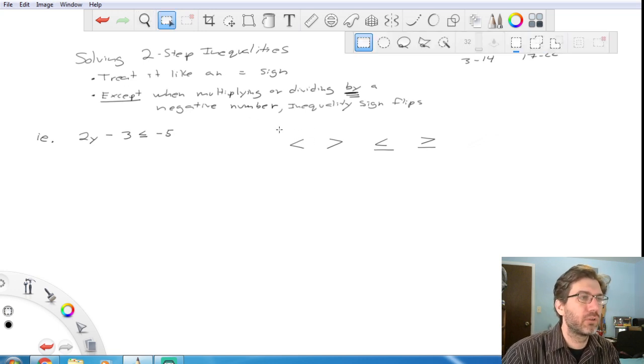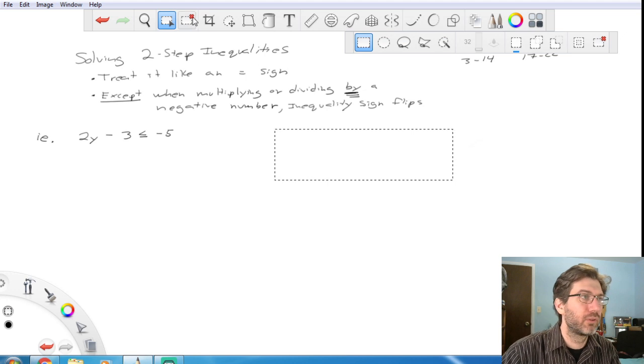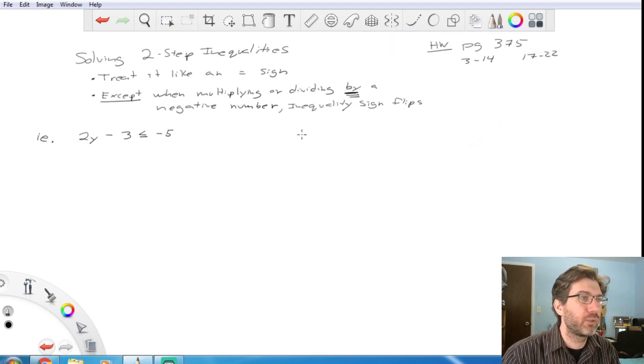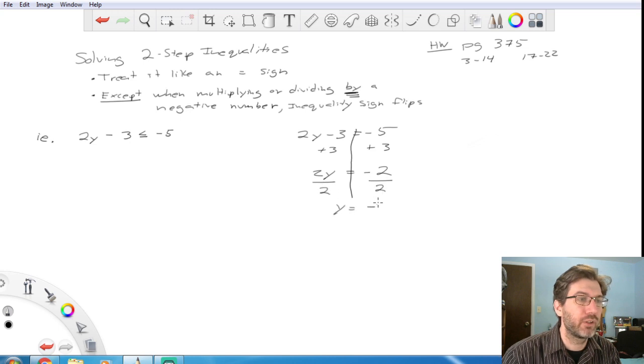So for example, if I were to do this problem example here, but as an equation, 2y minus 3 equals negative 5, this is what we've been doing all week. Add 3 to this side, add 3 to this side. Because we're doing order of operations in reverse, you get 2y equals negative 5 plus 3, which gives you negative 2. And then you divide this by 2, divide this by 2, and you get y equals negative 1. That's if it was an equal sign.